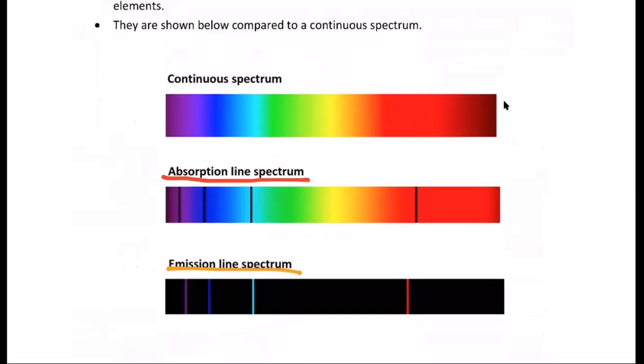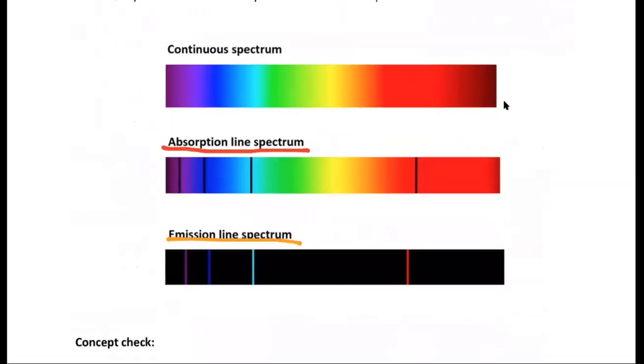So if I were to put them together, the absorption line spectrum and the emission line spectrum, if I were to fit them together like a puzzle, they make this continuous spectrum. Because remember, the continuous spectrum shows all the possible colors on the spectrum from red to violet.